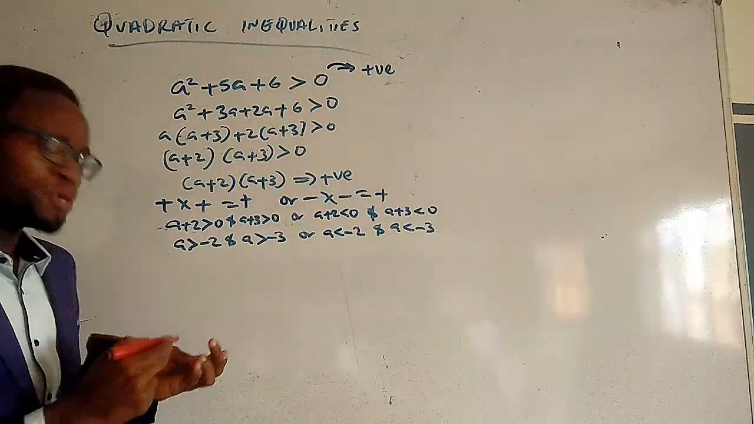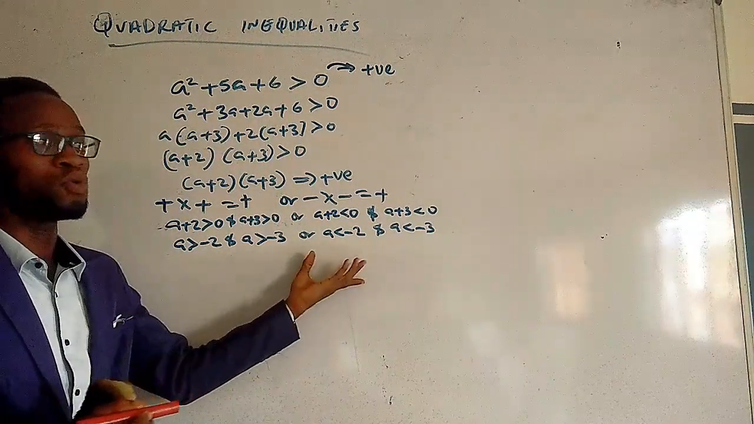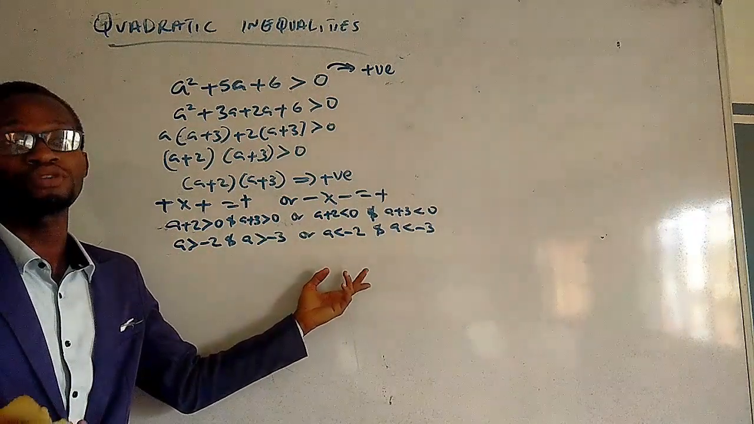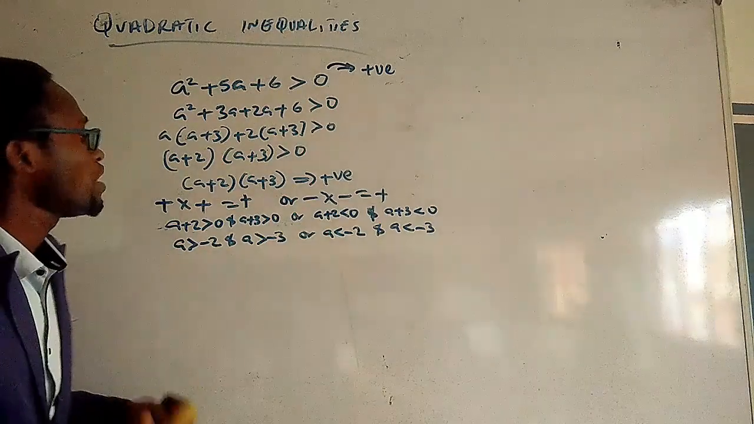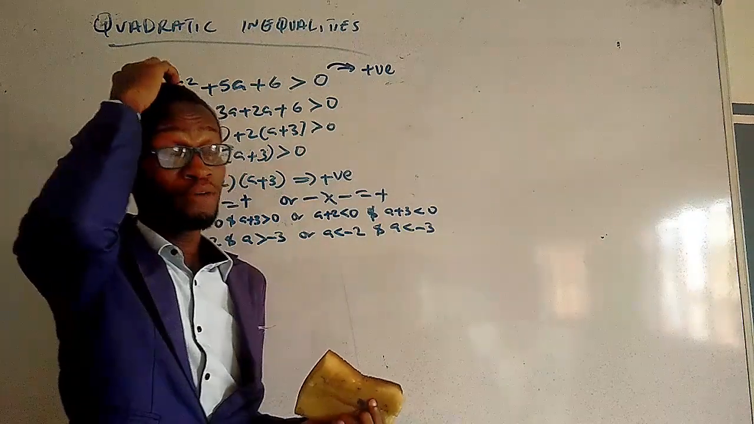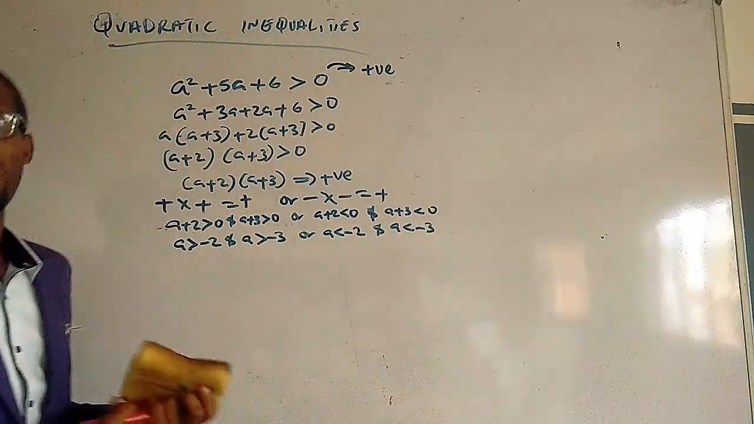Now by the time we get to this junction, we have 4 possible outcomes. Now the question is, which of them is going to give us our answer? Now, how do we select our answer? To select our answer, we just have to draw a number line.